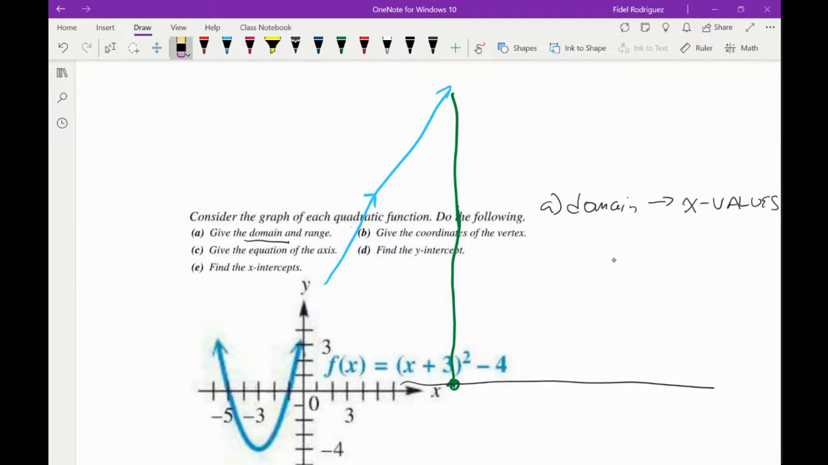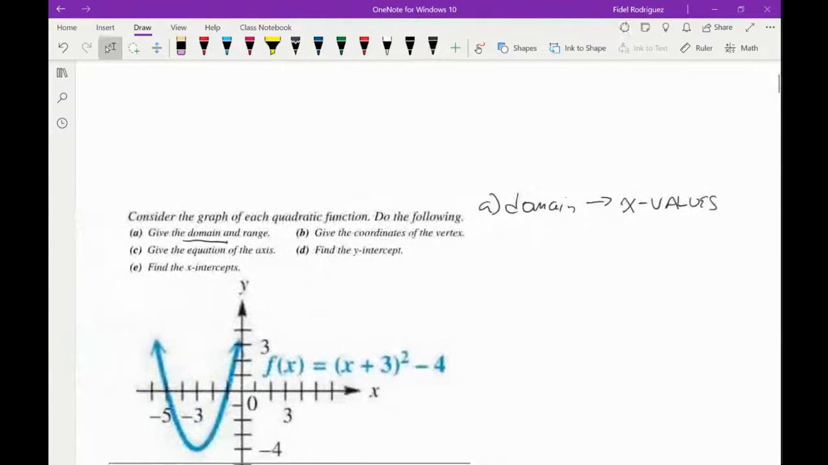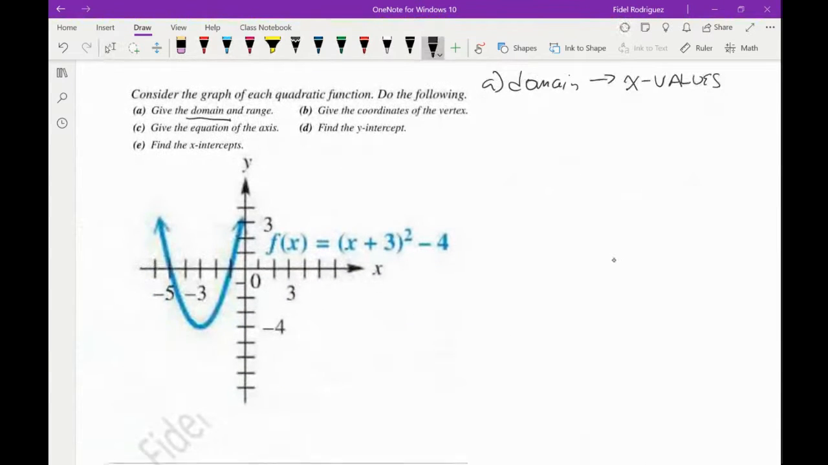So when that happens, we would say that the domain of our function is going to be all real numbers. And the way we write all real numbers is from negative infinity to infinity. Because no matter where we were to go on our x-axis, negative infinity to infinity, we could pick a point, we could go up or down, and we hit our graph.